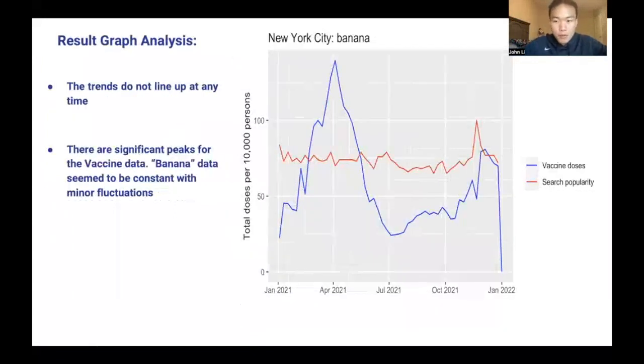And here is the graph for our control, banana. The trends do not line up at any time, and the search phrase for banana will always sustain a pretty high, stable level with some minor fluctuation. But people can still argue that if you look at it closely, there is some really minor association between these two trend lines.